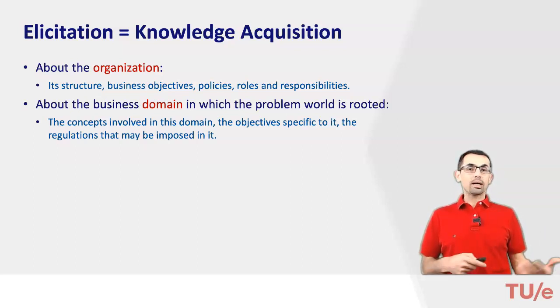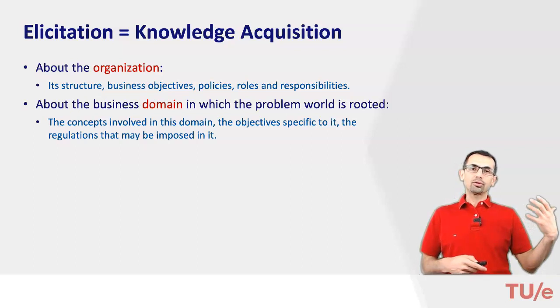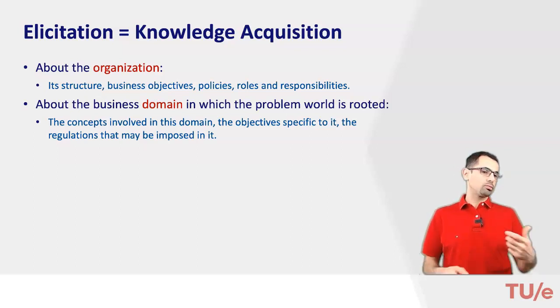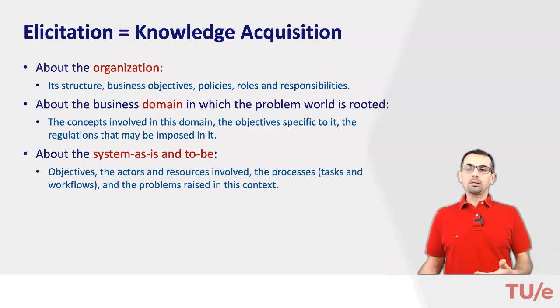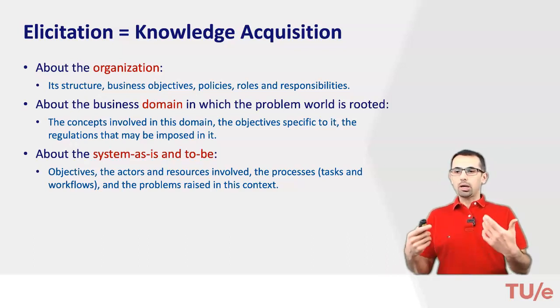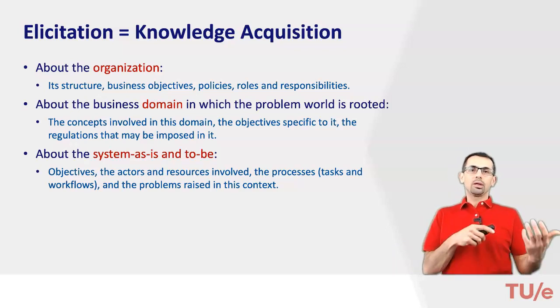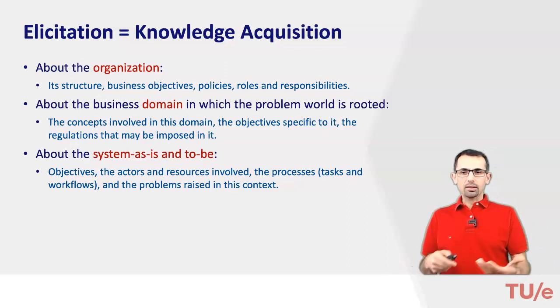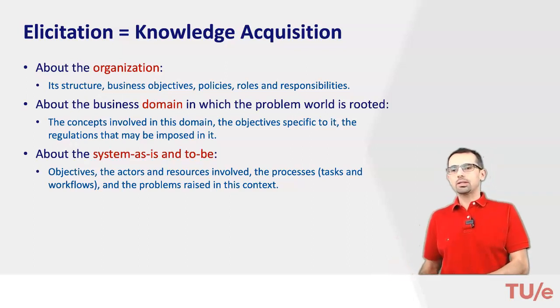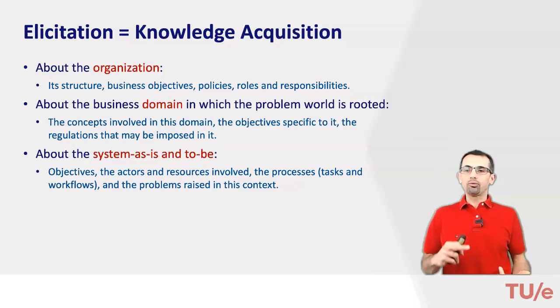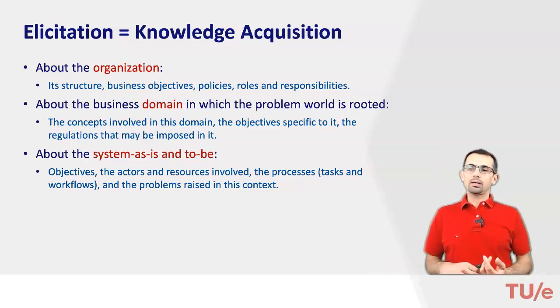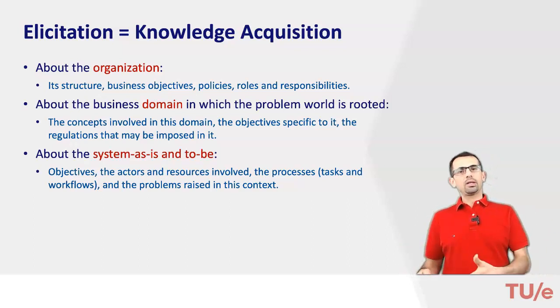About the domain itself, where the problem, the need, is rooted. What else? The regulations that the organizations operating in that particular business domain have to comply with: laws, regulations, standards, and the system as is and to be. You might be in a situation where you already have a software system and you need to understand what is lacking there to be able to come up with something that would address the needs, the things that are lacking. The situations, the objectives, the actors and resources involved, the processes, obviously tasks and workflows, and the problems raised in this context are very important input for the elicitation.